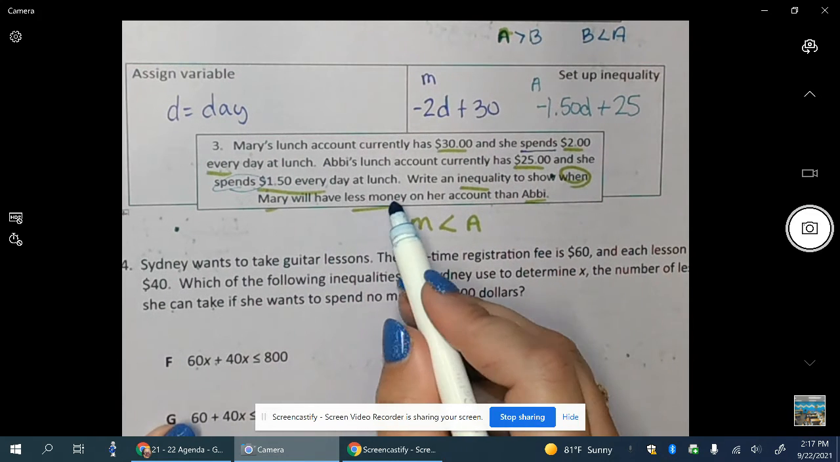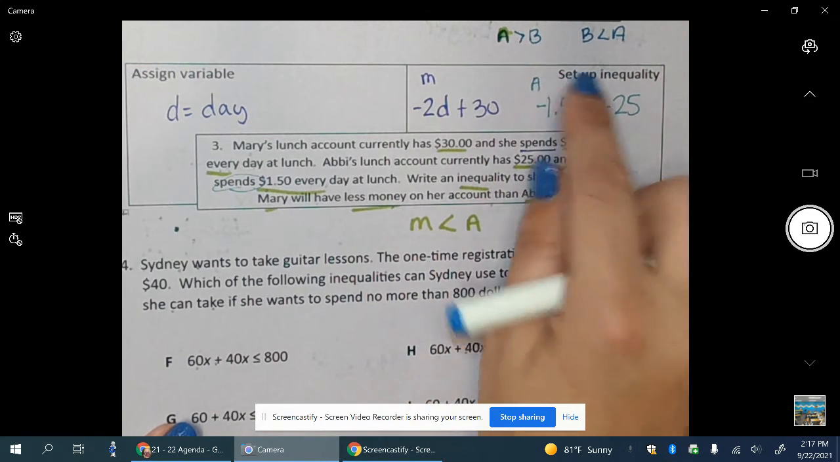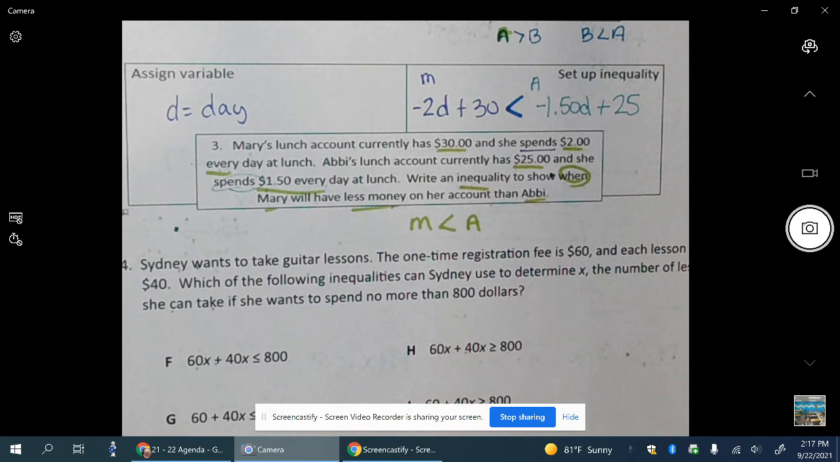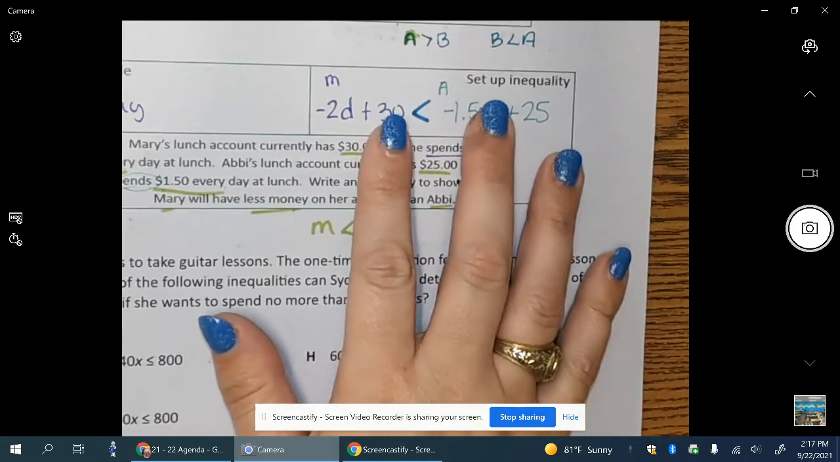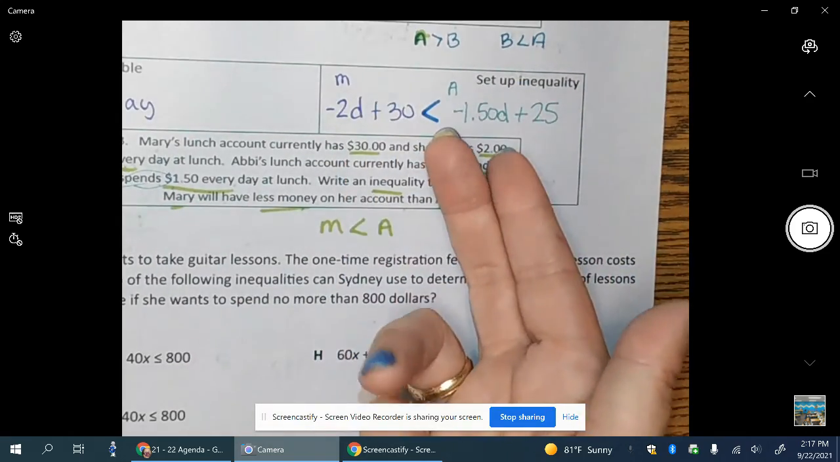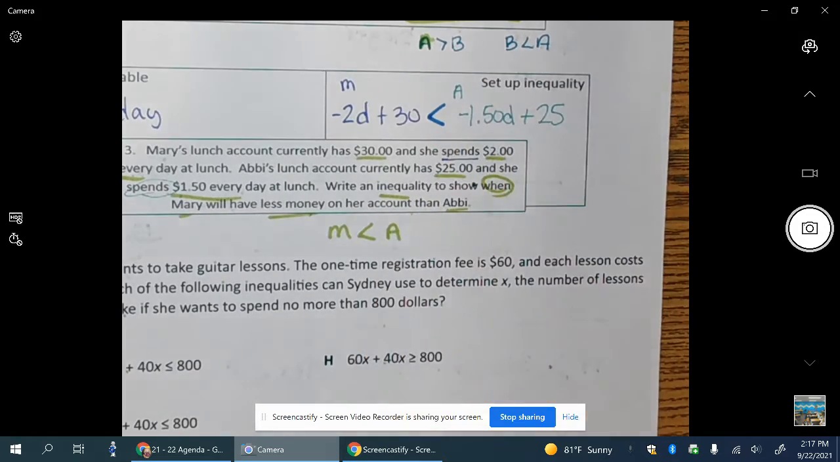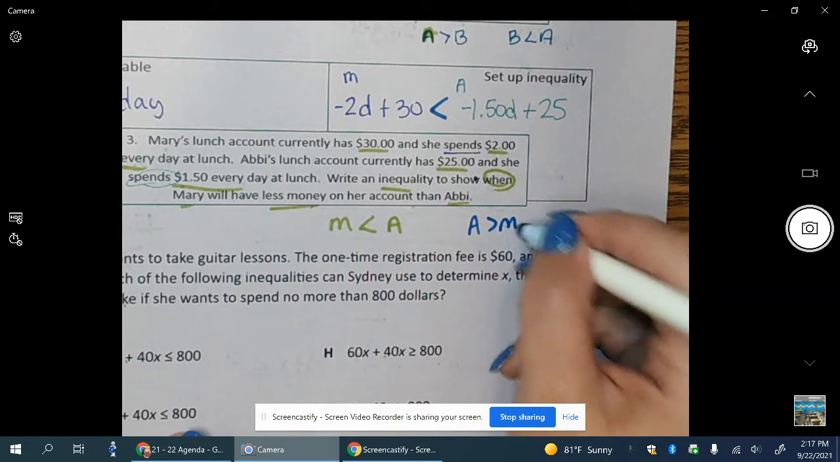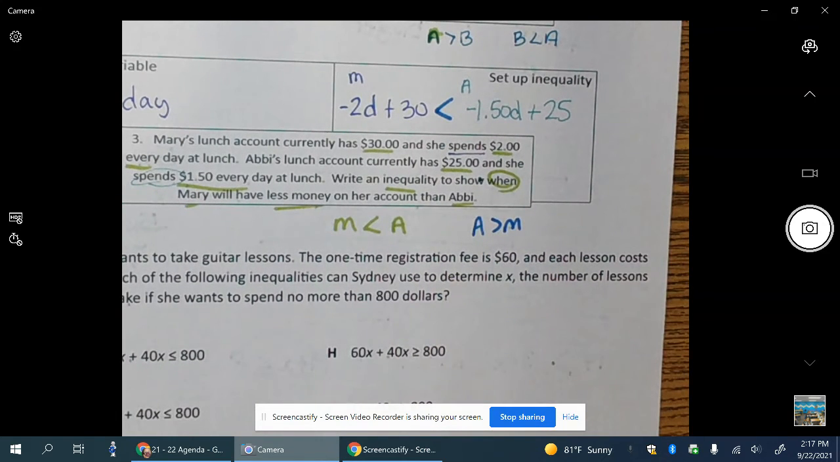I want Mary to have less. This is why it's so important to write these labels up here, so you're like, oh, Mary is less. Okay? If the question was a multiple choice and they switched them, they would switch these two sides and they would also change the inequality. That's why I was showing you this as different ways to answer the questions. Make sure you know they're the same.